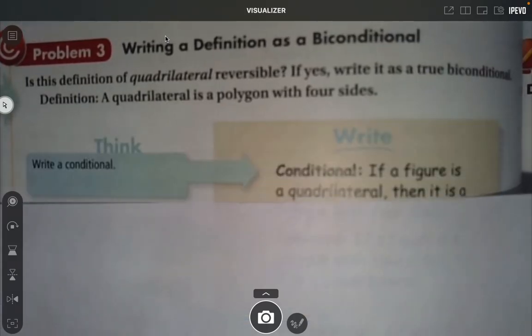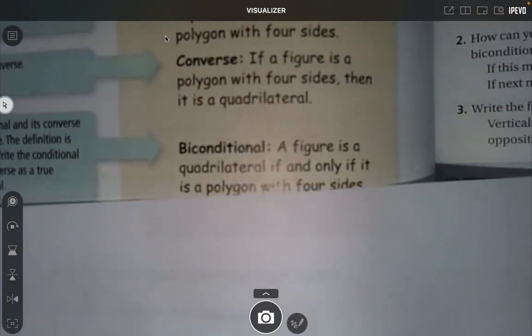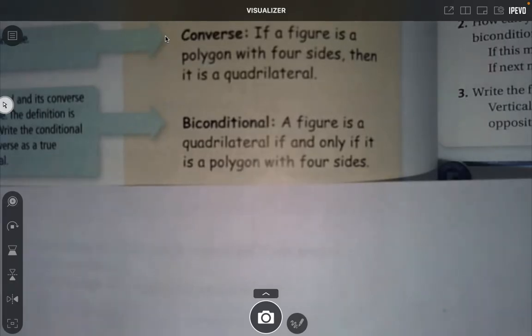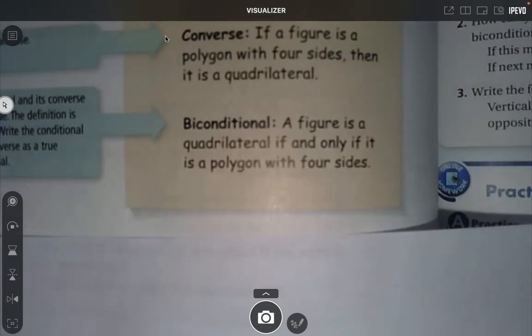Let me see what they say. This is how they wrote all theirs. So right here, a figure is a quadrilateral if and only if it's a polygon with 4 sides. Sometimes they're kind of hard to figure out. Like I had to add the word figure in there. Okay. So what did you say? I forgot. Okay, so the biconditional statement has the words if and only if.